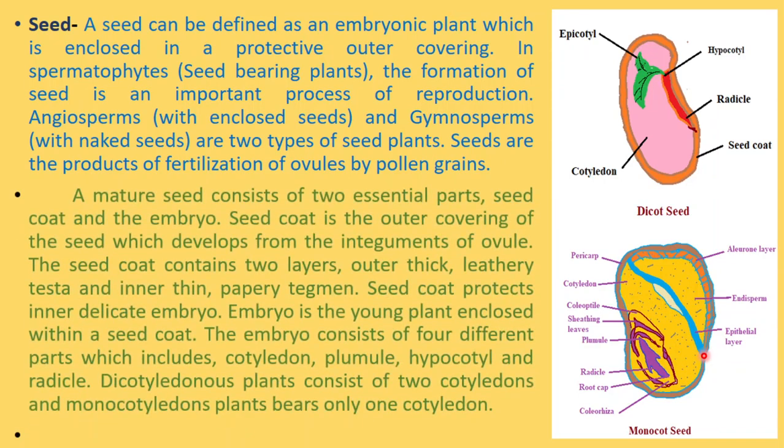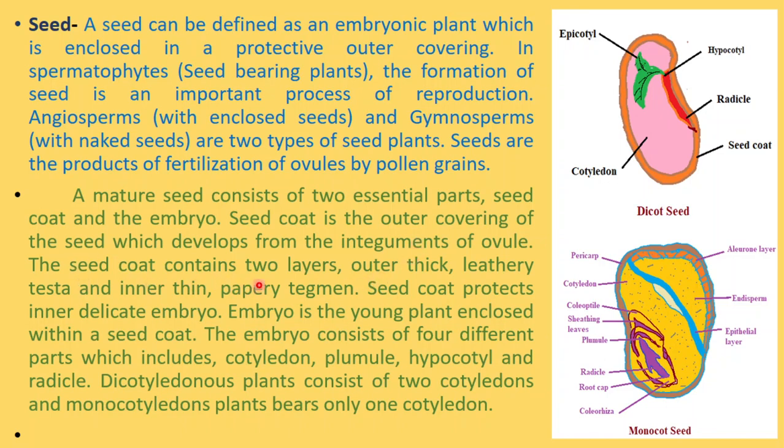A mature seed consists of two essential parts, the seed coat and the embryo. The seed coat is the outer covering of the seed which develops from the integuments of the ovule. So after fertilization, an ovule gets fertilized and it gets converted into a seed. The outer covering of the seed is the outcome of the integuments, which after fertilization give rise to the seed coat, the outer covering of the seed.